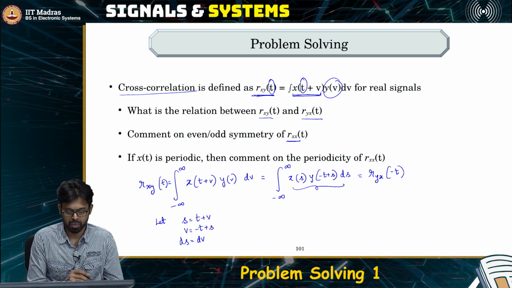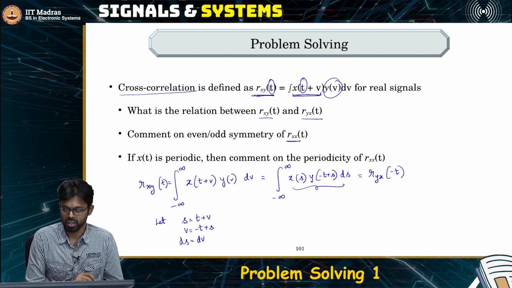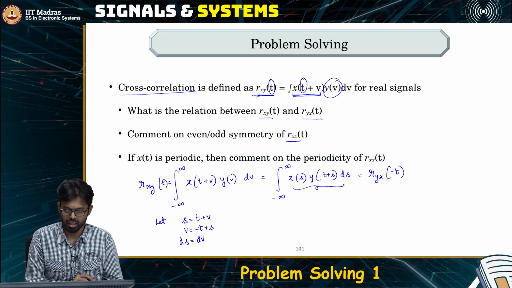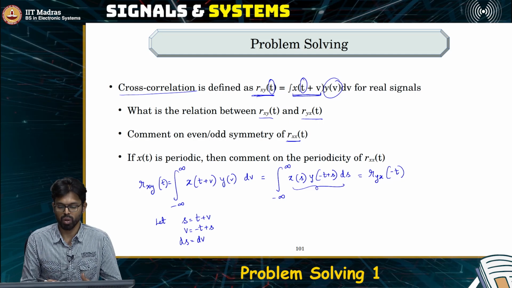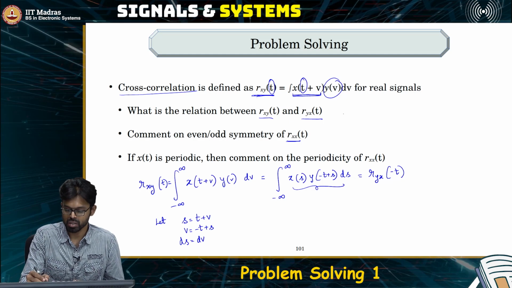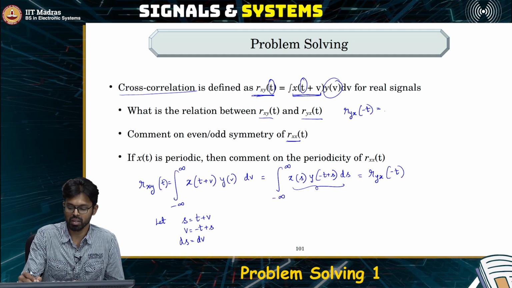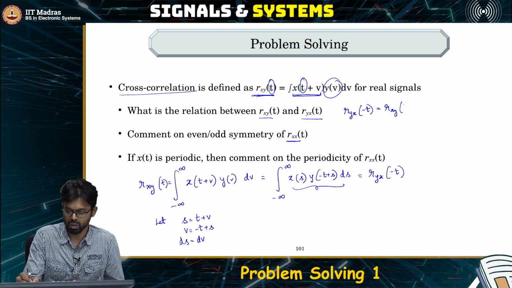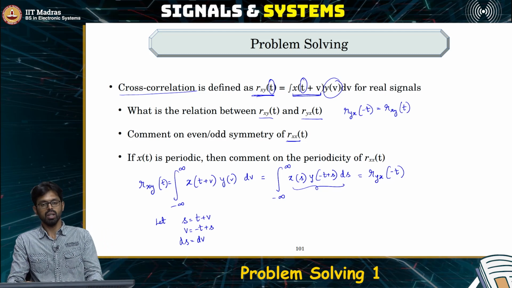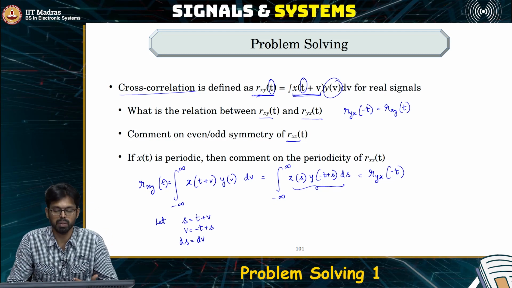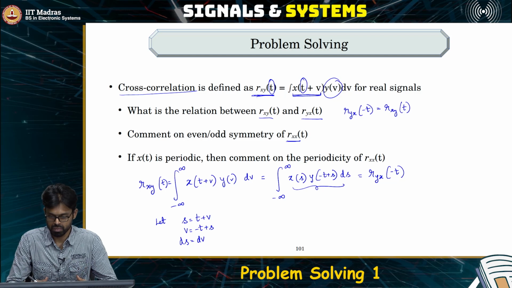So, the relationship between Rxy of t and Ryx of t is that they are time reversed versions of one another. So, if you time reverse Ryx, then you will get Rxy. So, you do not have to compute these two signals separately, you can just compute one of them, time reverse it, and you will get the other. Okay.